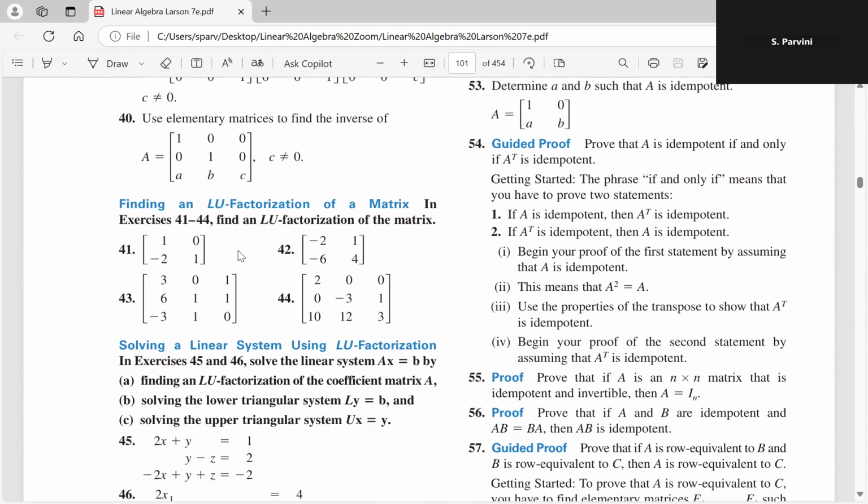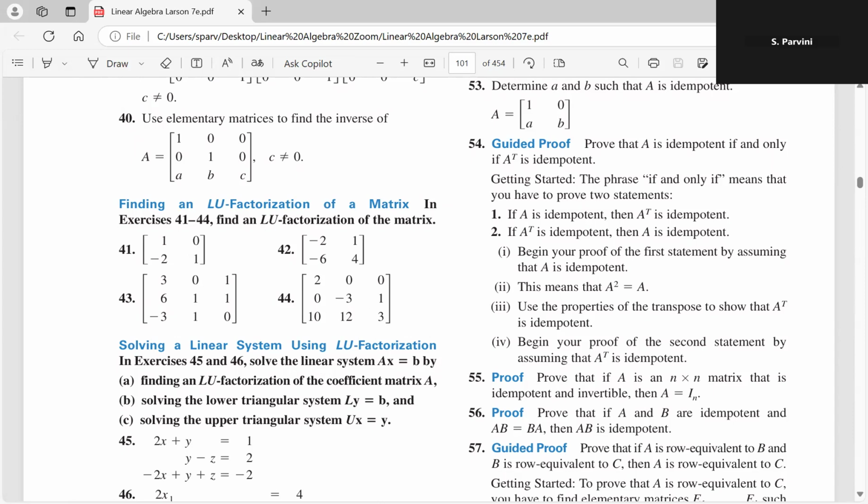So it says in the exercise, find the LU factorization. Now, let's do number 44 together. I'm writing down 44 on my paper, and then we're going to go to the software and actually have the software do it. 0, 1, 3. Okay, so this is number 44. 2, 0, 10, 0, negative 3, 12, 0, 1, 3.